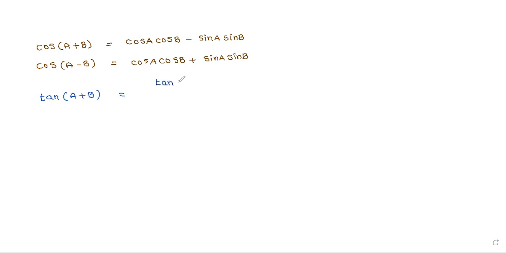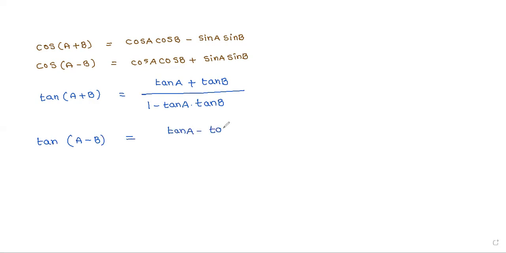Tan of a plus b is equal to tan a plus tan b by 1 minus tan a into tan b. Tan of a minus b is equal to tan a minus tan b by 1 plus tan a tan b.